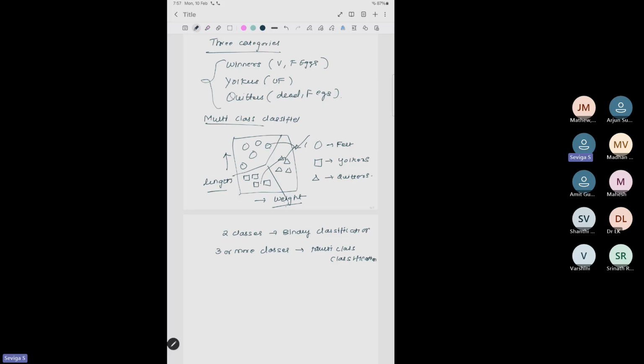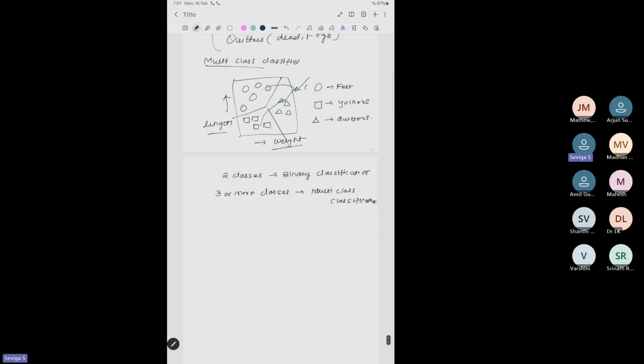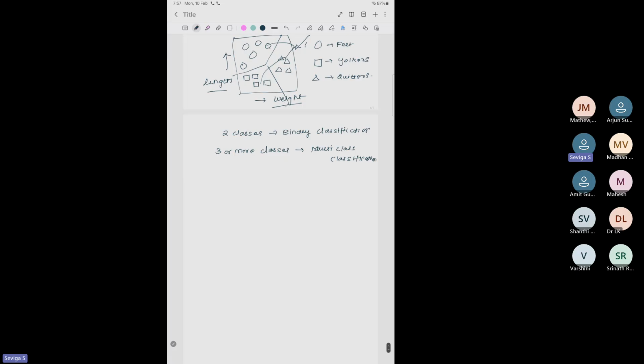Suppose we wanted to add some more features to it. So far we have two features, length and width. Suppose we have other features like color of the egg, average circumference of the egg, and then the time of the day the egg was laid. So suppose we are adding three more features. Then we will have 5 dimensions or 5 features to separate these into 3 classes.